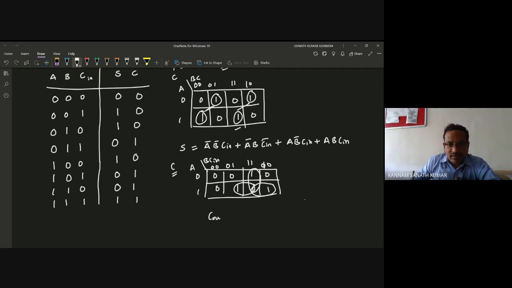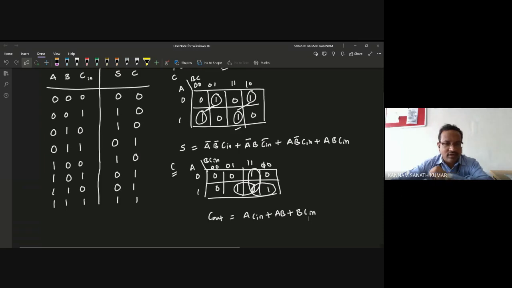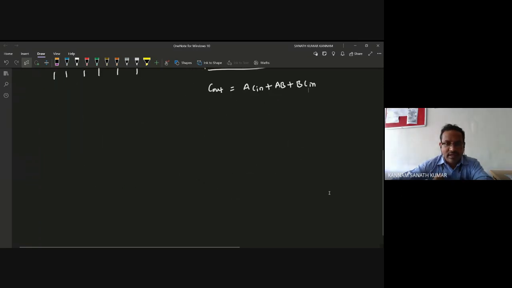Carry out equals A C in plus A B plus B C in. So A C in plus B C in plus A B, you are getting. Next you need to draw the PLA for this one.